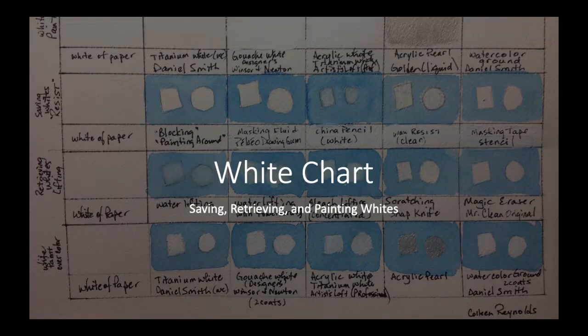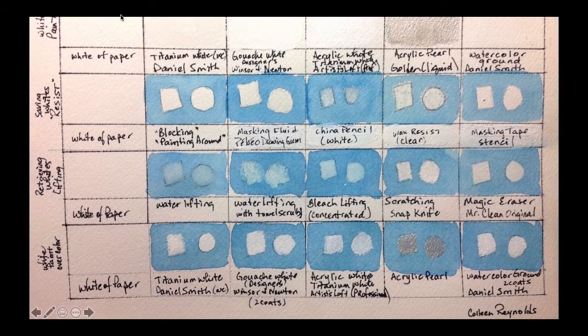All right, let's talk about this white chart: saving, retrieving, and painting whites and what you have to do. You don't have to do the first column or the first row. So the first row, you're going to have different methods for saving whites, so you don't lose the whites. The most common way to save whites is to paint around them.